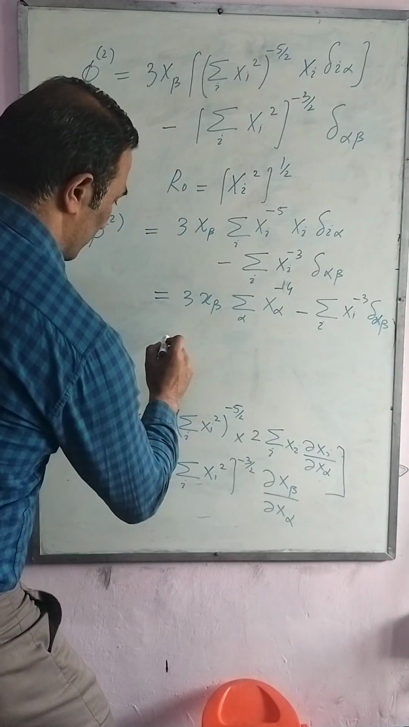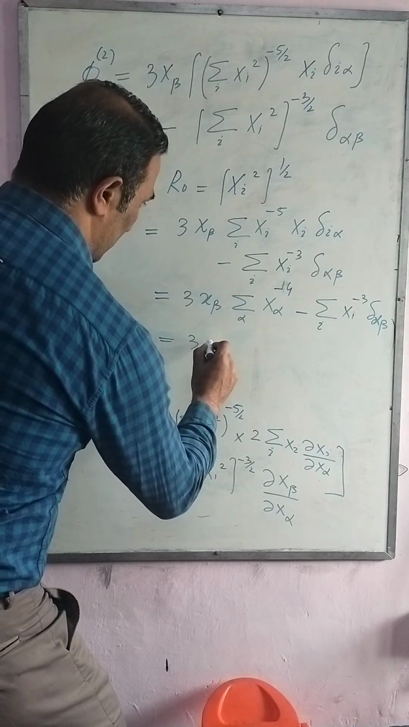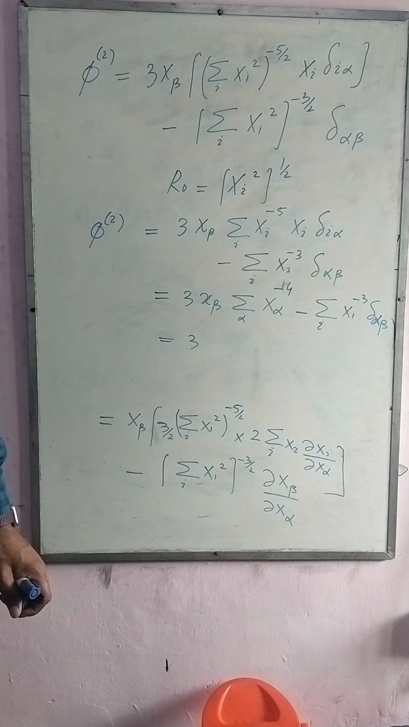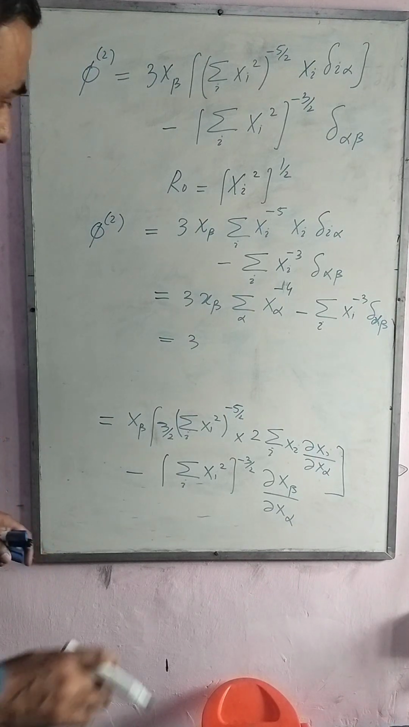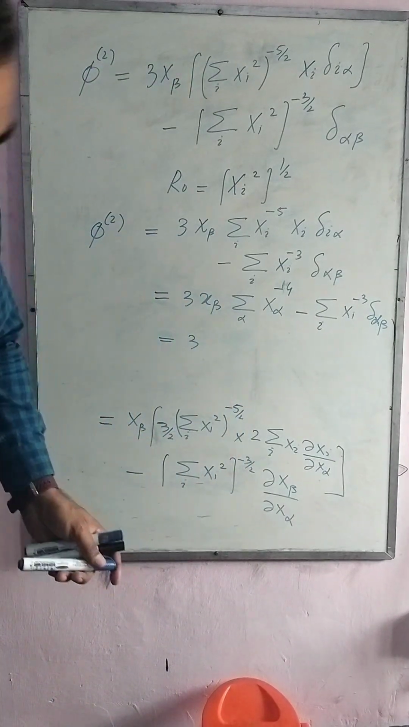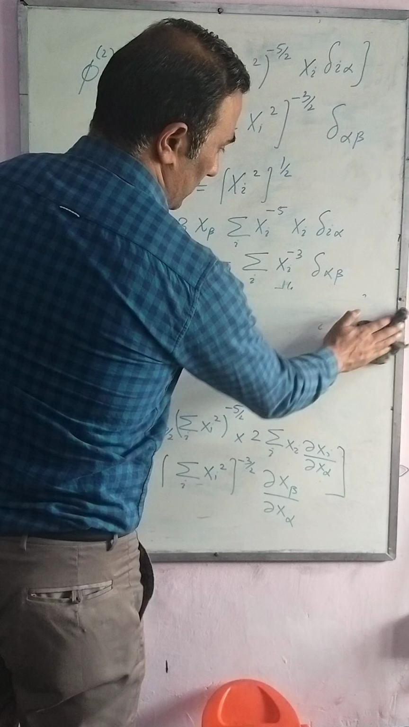So this will be equal to, this is 3 x alpha, 3 by, I think I should stop here because I can continue from this onwards maybe tomorrow.